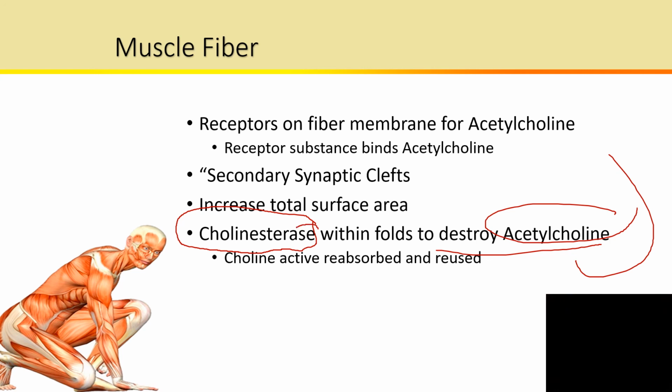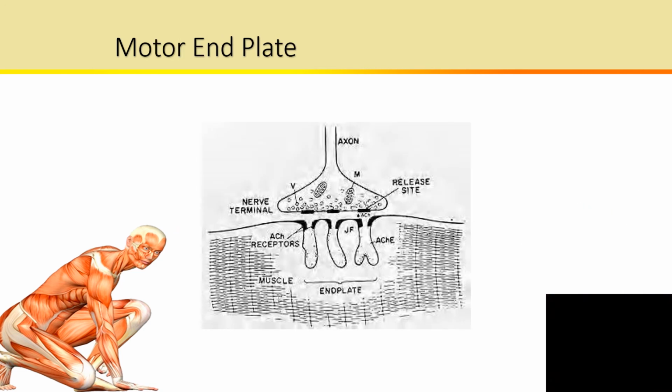Again, the -ase ending means it's an enzyme, and the enzyme breaks down the acetylcholine. So the choline is resorbed and reused in that axon terminal. Okay. The acetyl-CoA comes from another area, but the choline from the acetylcholine gets reused again. Okay. And this is what we're talking about.